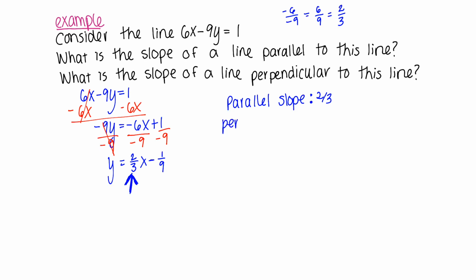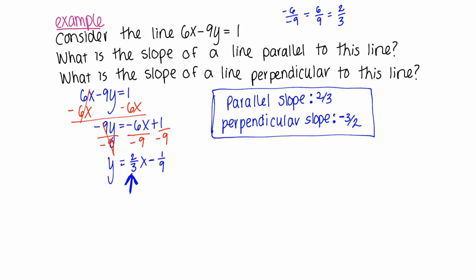The perpendicular slope has an opposite reciprocal for a slope. So if our parallel slope is positive, our perpendicular slope will be negative. And then if you flip the fraction upside down, instead of 2/3, you would have 3/2. So the perpendicular slope is -3/2.